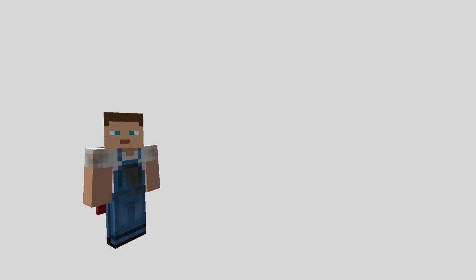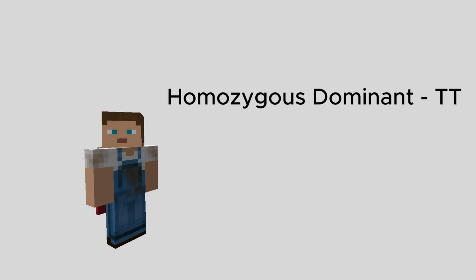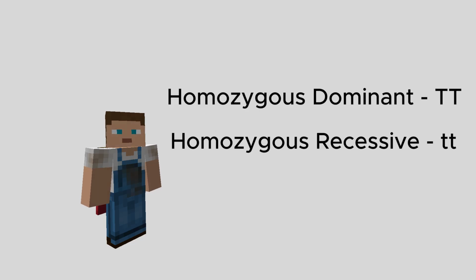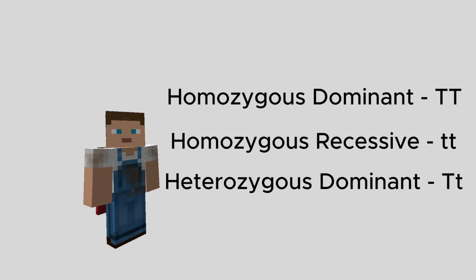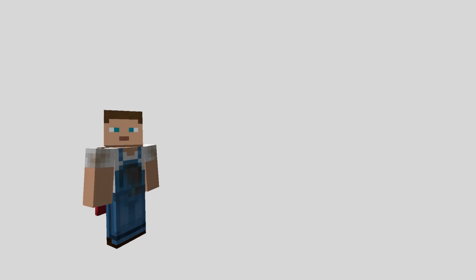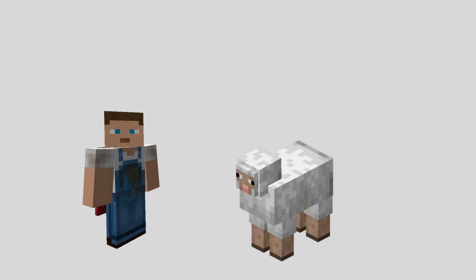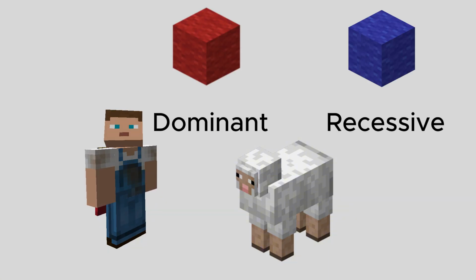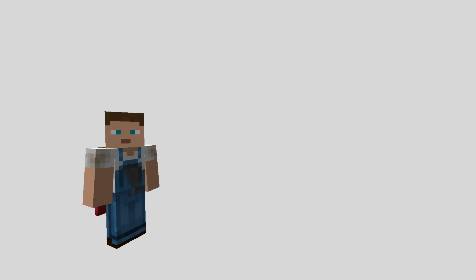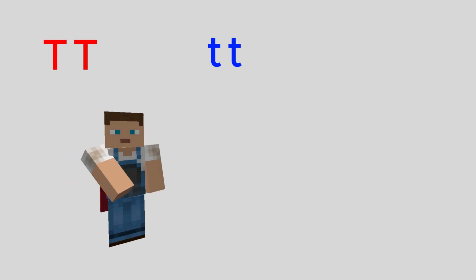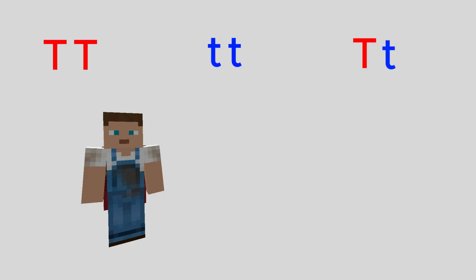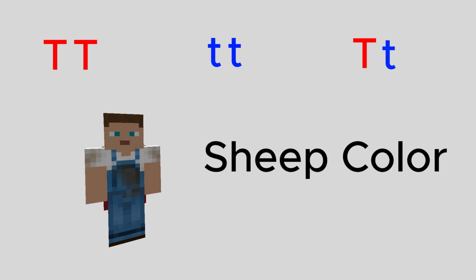In general, there are three different kinds of genotypes: homozygous dominant, homozygous recessive, and heterozygous. Homo meaning the same and hetero meaning different. In our scenario, we'll be using the color of the sheep's wool to determine frequency. Red is dominant and blue is recessive. Homozygous dominant would be capital T, capital T. Homozygous recessive is lowercase t, lowercase t. And heterozygous is capital T, lowercase t. The T stands for sheep color. See? It's right there. T for sheep color.